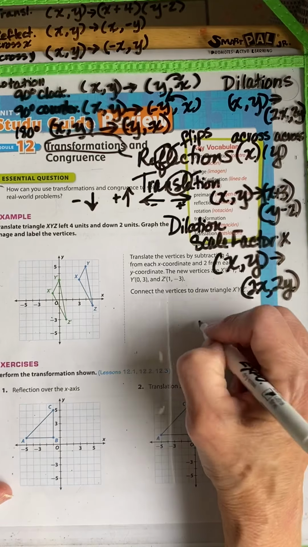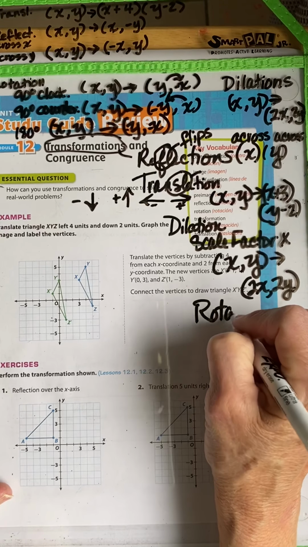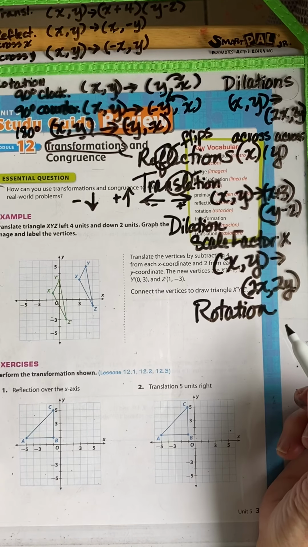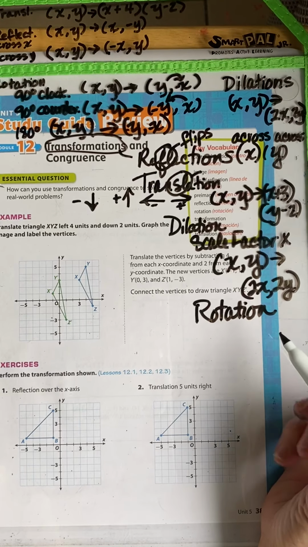Oh, and rotation. Sorry, guys. Last week, Sunday evening, playing like it's Monday morning for y'all.